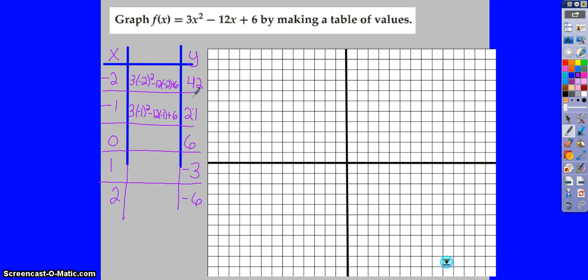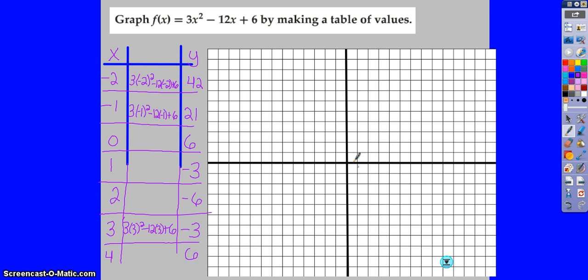And so since the first few values are so high, I think I might keep going just a little bit to get a few more points. That way I have a good idea of what the graph should look like. So if I plug in 3 times 3 squared minus 12 times 3 plus 6, and work that out, that gives me a value of -3. And then if I go one more, plug in x equals 4, 3 times 4 squared minus 12 times 4 plus 6 gives me a value of 6.